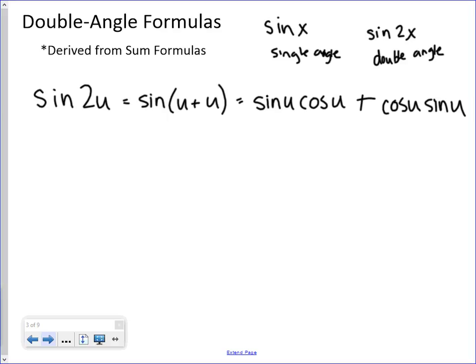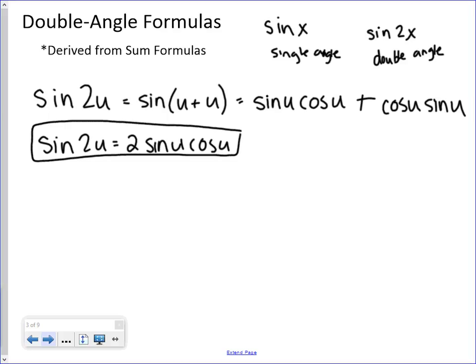U plus u. And what do you notice about those two terms? They're really the same. I mean, I have them written out of order, but commutative property for multiplication, it doesn't matter. So I can group them, and I can say that the sine of 2u is really 2 times the sine of u times the cosine of u. That's a double angle formula. So anytime I see sine of 2u, I can replace it with this formula, 2 sine u cosine u.